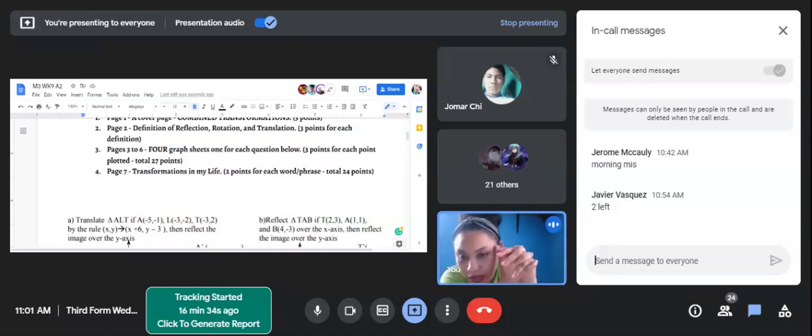And then page 7 is a transformation in my life, which is the last page that I have attached in this document.